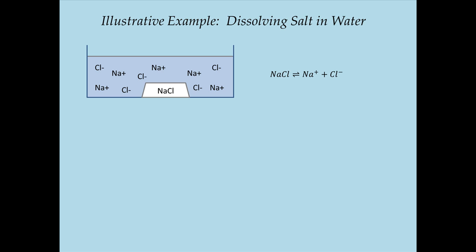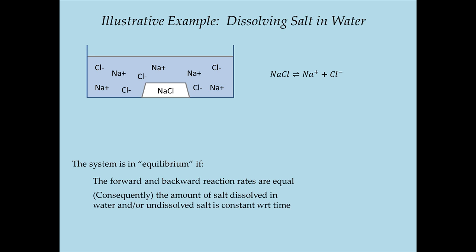When you're in equilibrium, the forward reaction and the backward reaction are happening at the same rate, so that sodium chloride in solid form and sodium chloride in aqueous form are now both constant in terms of amount, because the system is in equilibrium. So again, the system is in equilibrium if the forward and backward reaction rates are equal. And as a consequence of that, and perhaps more importantly, the amount of salt dissolved in the water and the amount of undissolved salt, both of these are constant with respect to time.